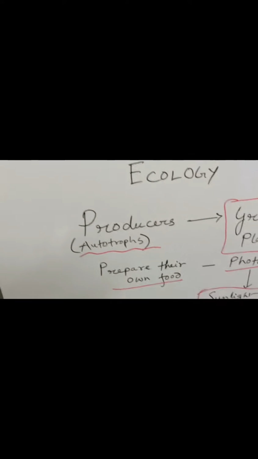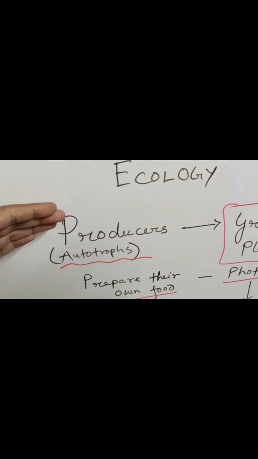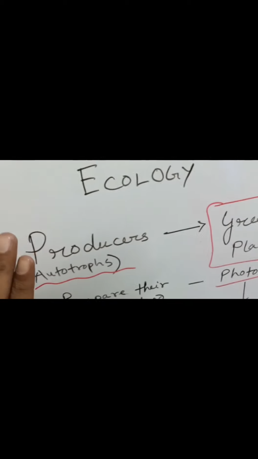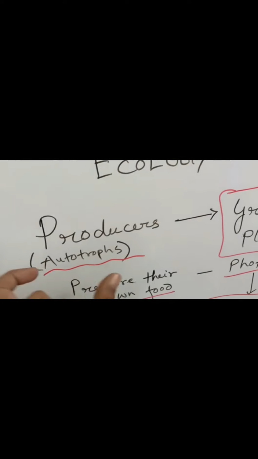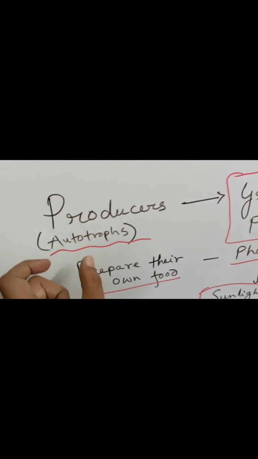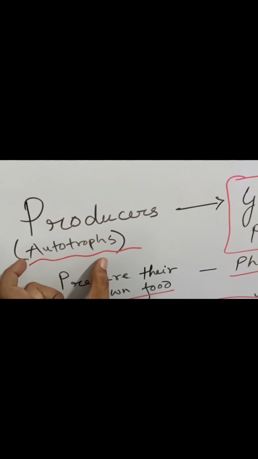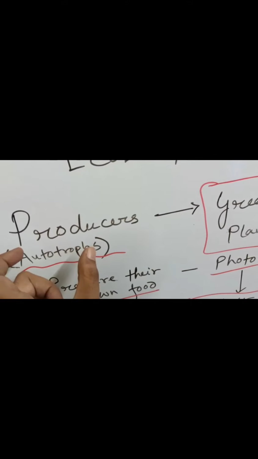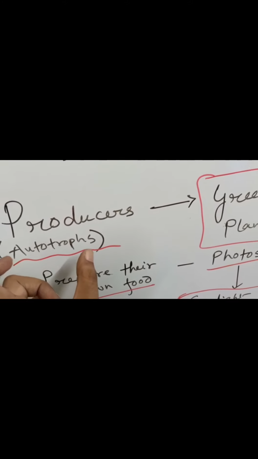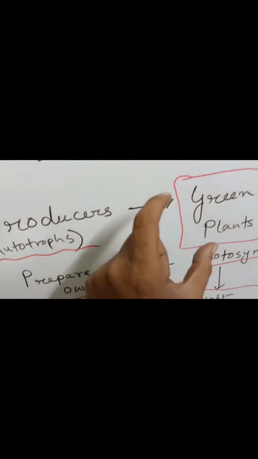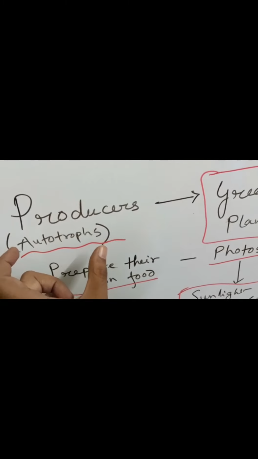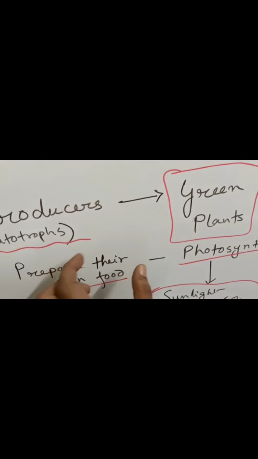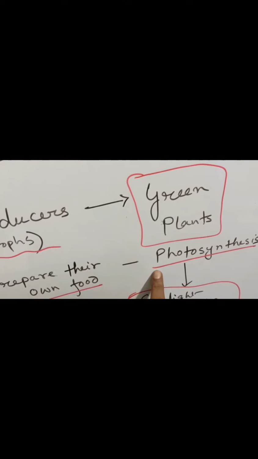Now here we will know about the producers. Who are the producers? Producers are the green plants. Producers are also known as autotrophs. Now the question is, why are they called autotrophs? They are called autotrophs because they prepare their own food by a process known as photosynthesis.